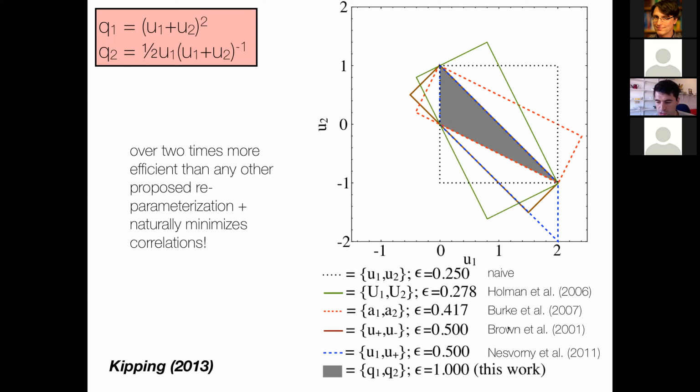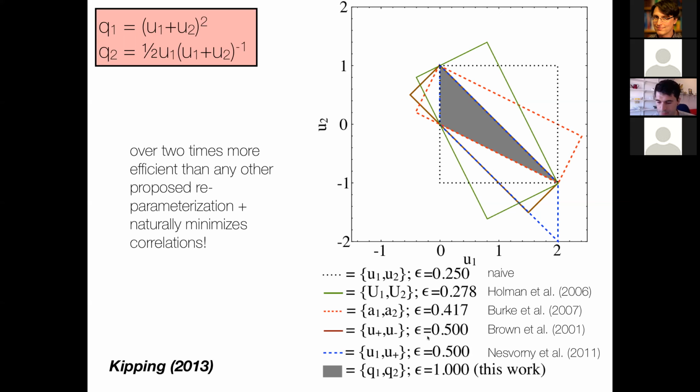Looking through the parameterizations, actually, Tim Brown et al. in 2001 with the HST paper they wrote, suggested a linear combination of U1 plus U2 and U1 minus U2. It's a very common reparameterization. That's shown in the brown rectangle. So if you look at this brown rectangle that my mouse is sort of tracing out here, you can see that does a pretty good job, but there's still lots of white space. And actually, that's only 50% efficient, which is this number here.